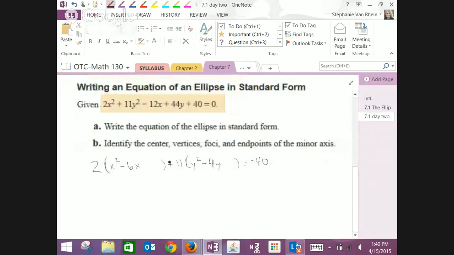So does anyone have any questions on setting up the equation like this? See where all that came from? Did the sign-in sheet go around? Did everyone have a chance to sign in? Can you pass it behind you?